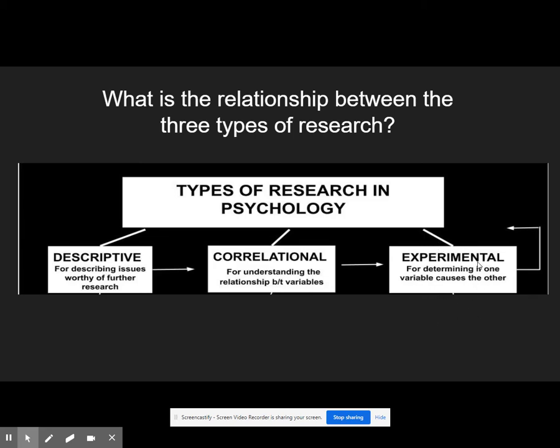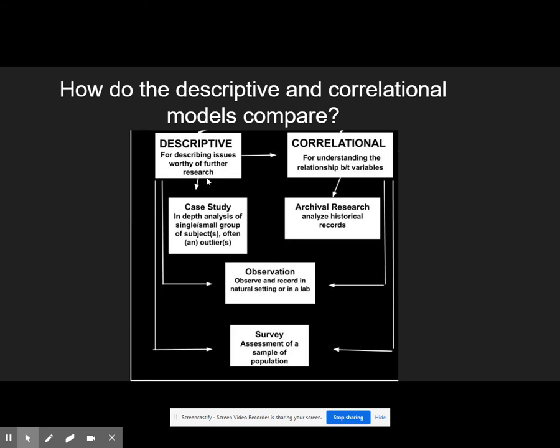Now, we'll definitely find outliers, so people who don't really fit the mold here. If we see an outlier, then that means we're going to have to start all the way back over. If we really want to understand not just the majority, we also want to understand the minority group too. We have to go back to descriptive research. We have to describe in more detail what's going on with this group of people. That usually leads us to some sort of case study, an in-depth analysis, or maybe an observation and recording, or perhaps even a survey. So we're assessing a sample of a population.